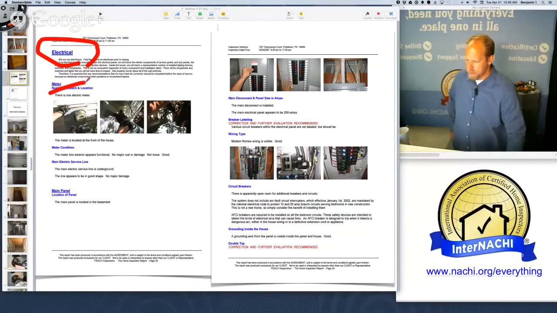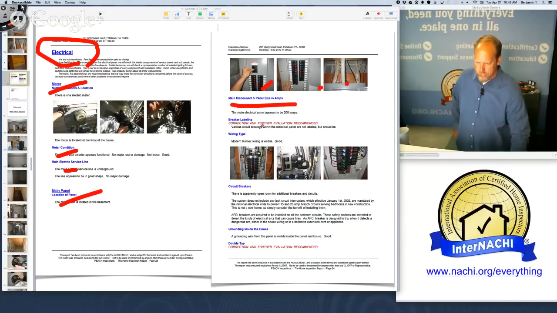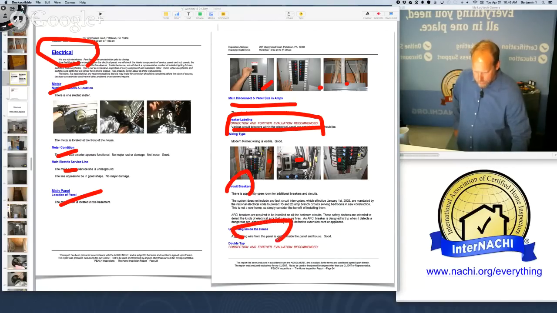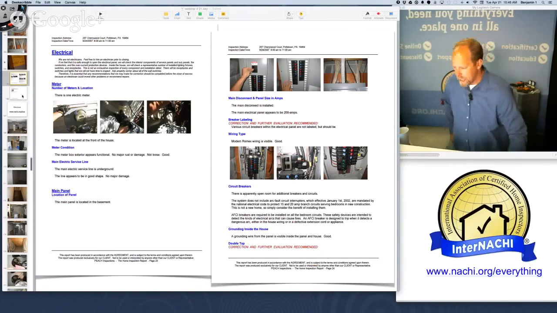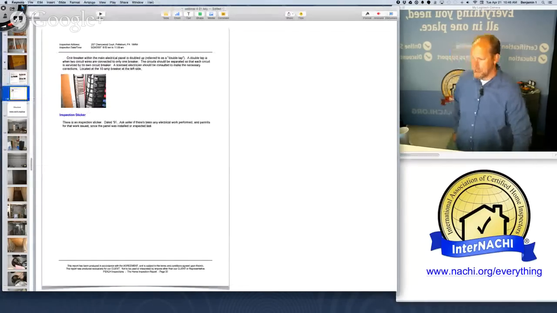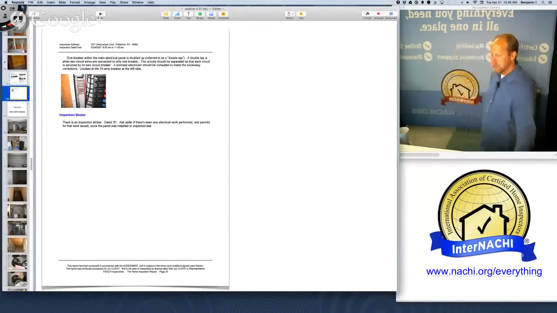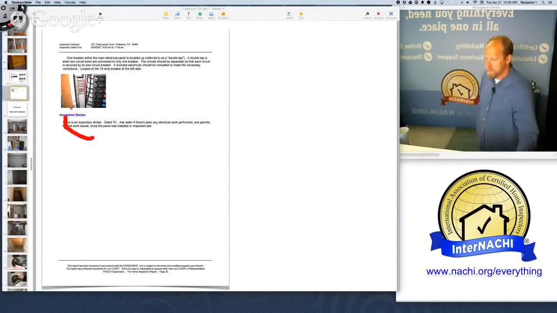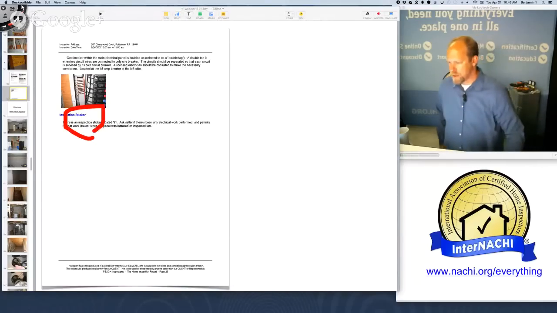Electrical system: the meter was in good condition, service line, main electrical panel, got some pictures of it, disconnect, the size, breaker labeling was not done well. They'll identify the wiring type, circuit breakers, and grounding that I saw, the double tap is a problem, and the last page has the comment about the inspection sticker. So that's how I write my inspection reports of this system.